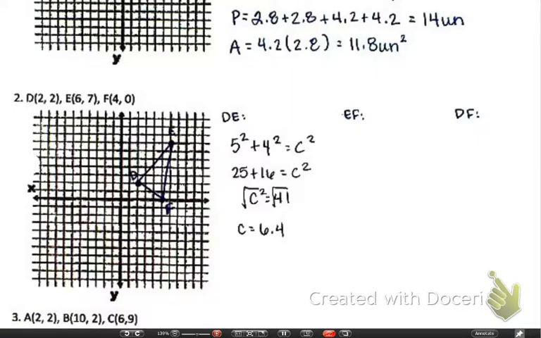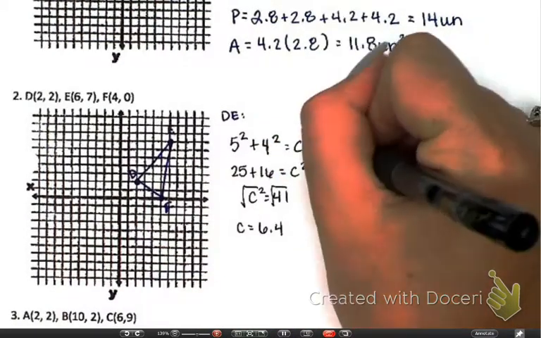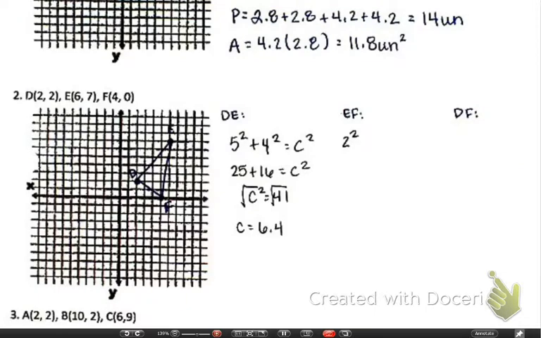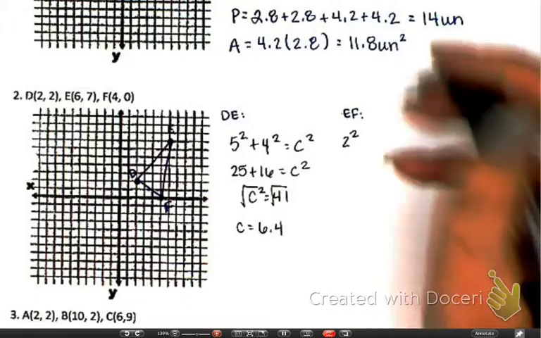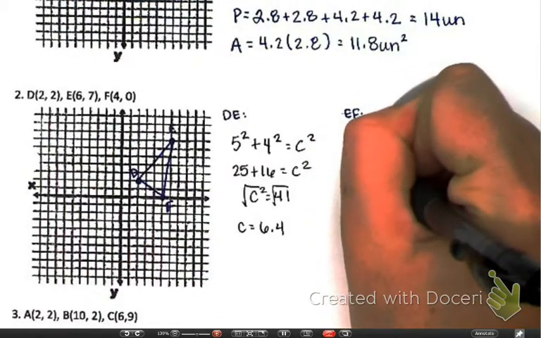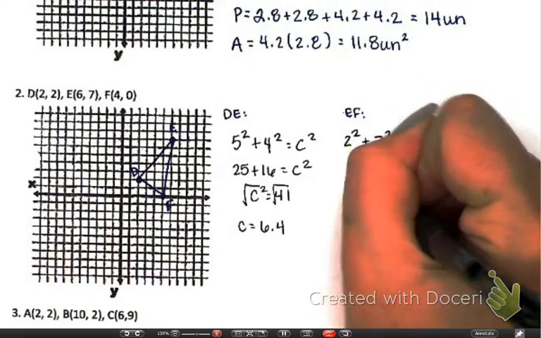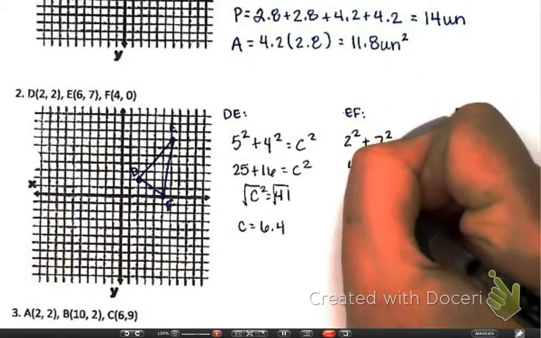Over? Over, not down, over. For EF? You went over 2? Did I plot it wrong? I did. Okay. You went over 2, and you went up how many? 7. Okay. So 4 plus 49 equals c squared. And then c squared equals 53. What'd you get when you took the square root?